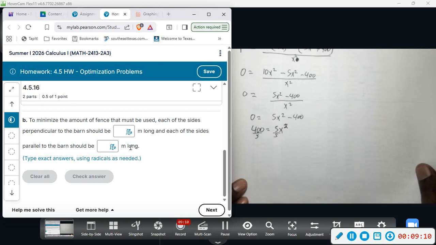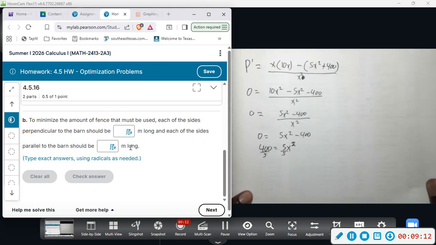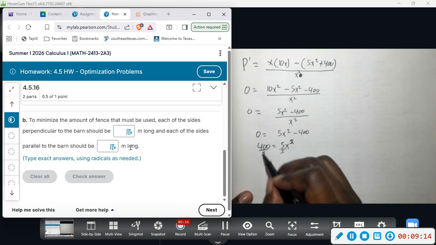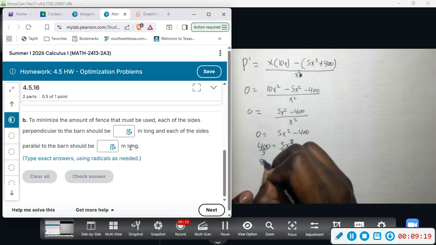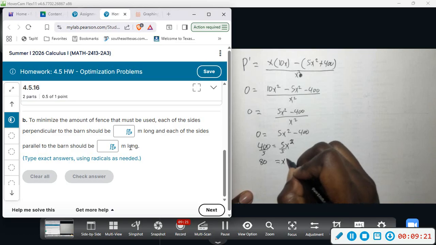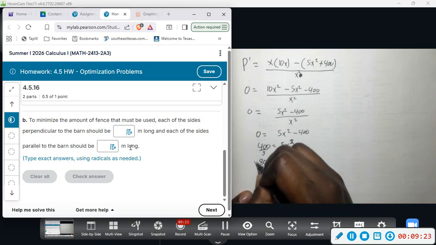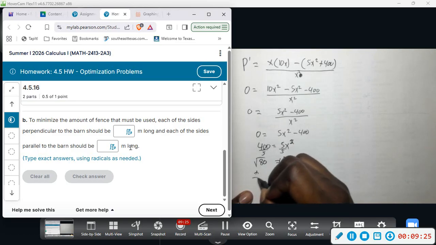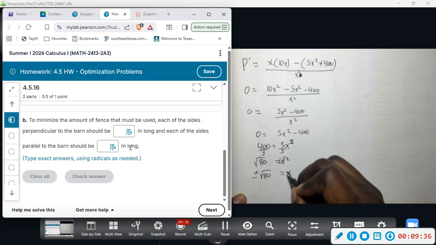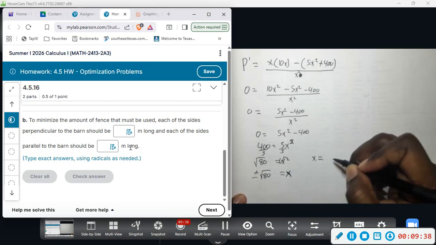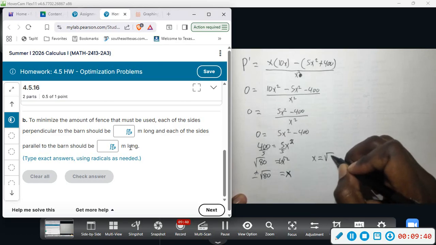Oh, I'm sorry. I didn't realize that was all the way off the page. Divide by 5. 400 divided by 5 would be 80, equals x squared. And then we'll take the square root of both sides. So we get plus or minus square root of 80. Since we're dealing with measurements, we would assume that we cannot use a negative. So we're saying that x equals the square root of 80.